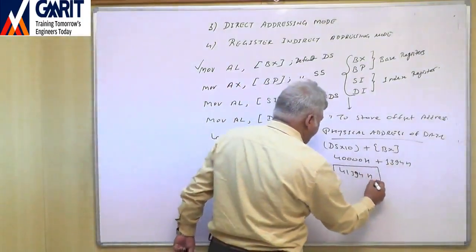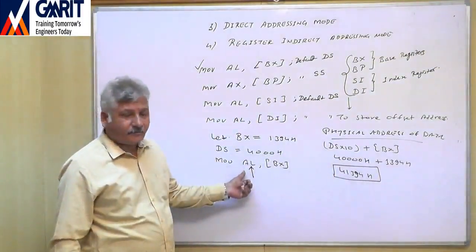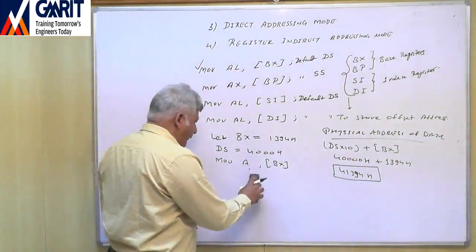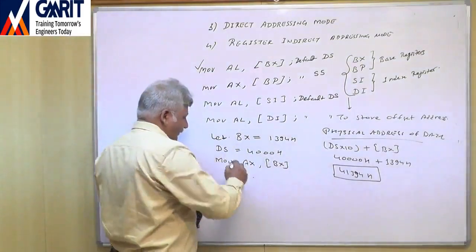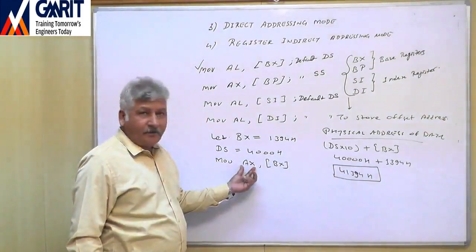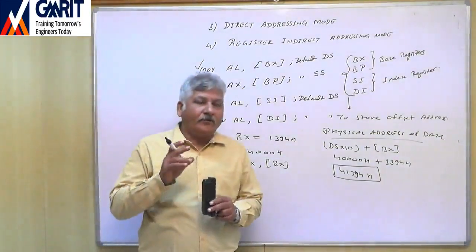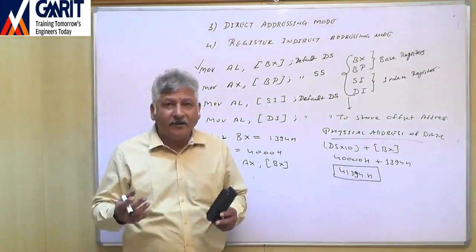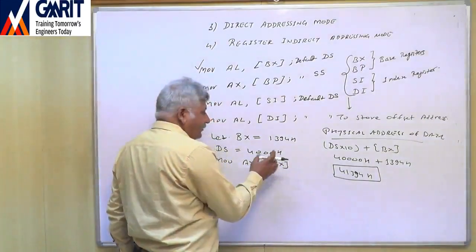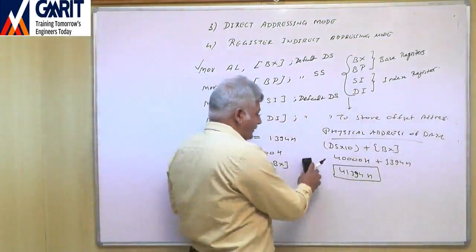So this is the physical address from where data will be moved into the AL register. Now in the same instruction, if in place of AL I have AX, what will happen? The destination is 16-bit, so a 16-bit number will be moved. We know that at one memory location we have only 8 bits. So again, from where will the 16 bits come? From whatever offset is in BX, data will be moved into the lower 8-bit register, right?